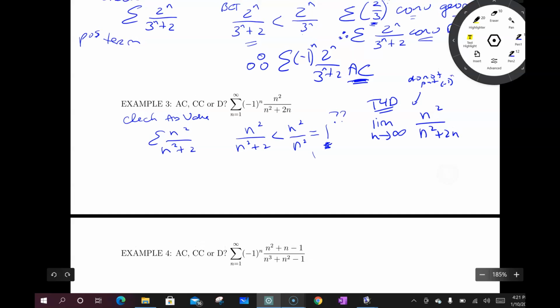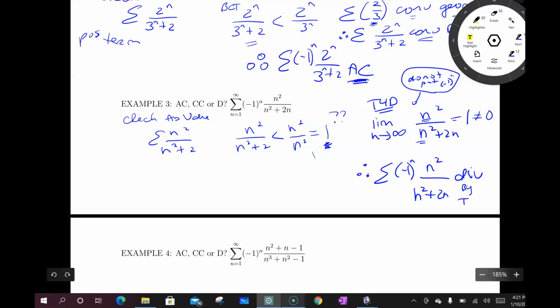Do not put the (-1)^n in the limit. So I take highest powers, the n squareds over n squareds, and I get 1. What does test for divergence say? Since this doesn't equal 0, the whole thing diverges by T4D.